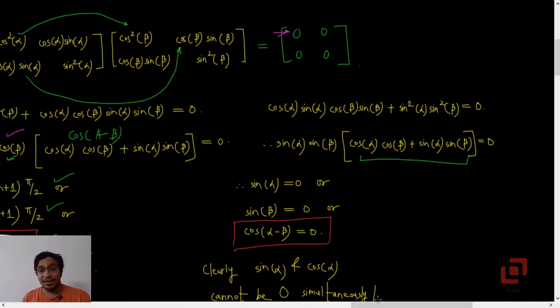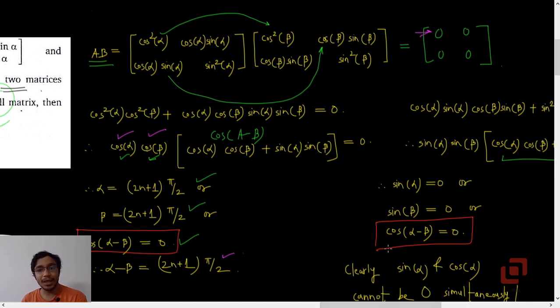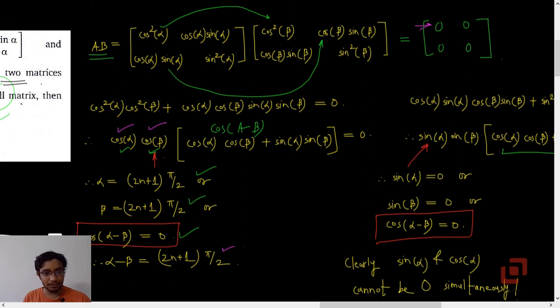But still there are possibilities. Although sin alpha and cos alpha cannot be 0 simultaneously, what if sin alpha is 0 here and cos beta is 0 there? That might also be a possibility. Yes, it will eventually boil down to alpha minus beta equal to an odd multiple of pi by 2, but still. So we have now checked the first row of the product AB. Let's now go to the second row.